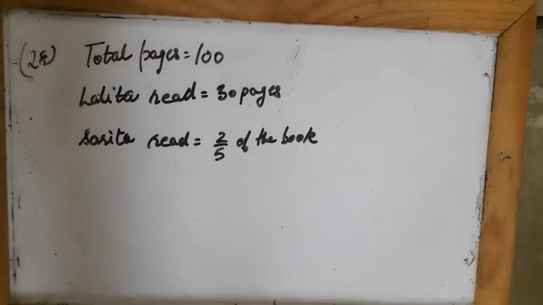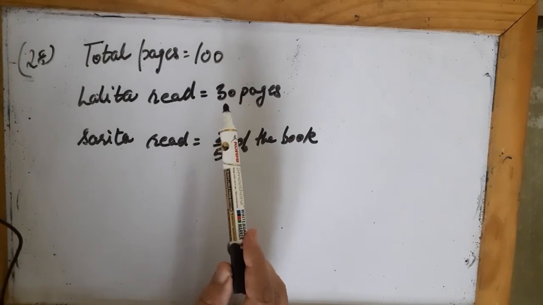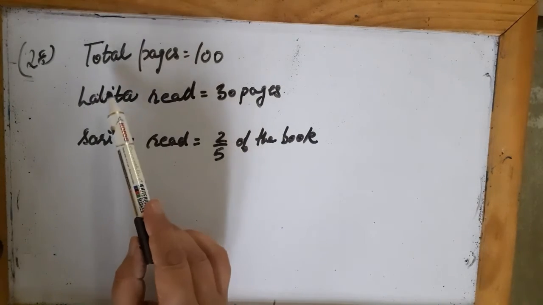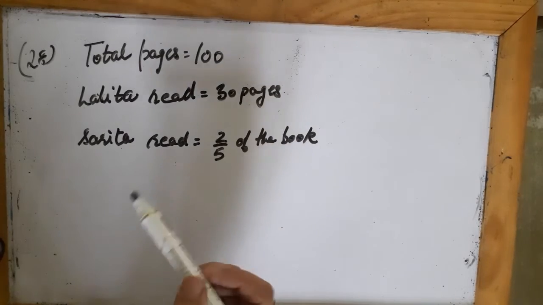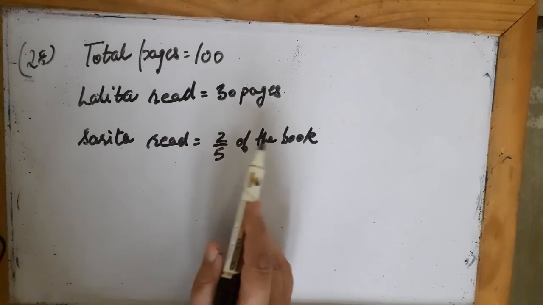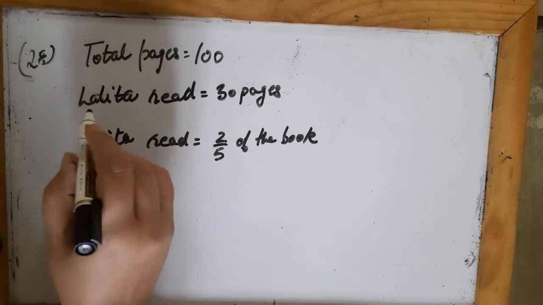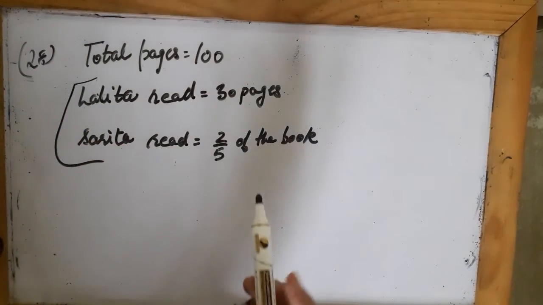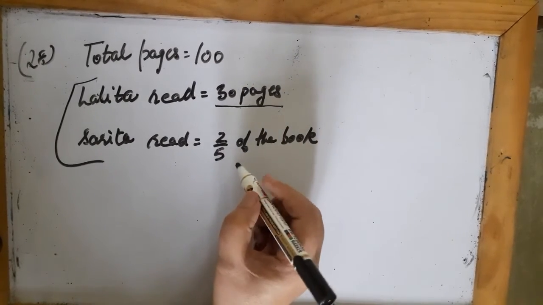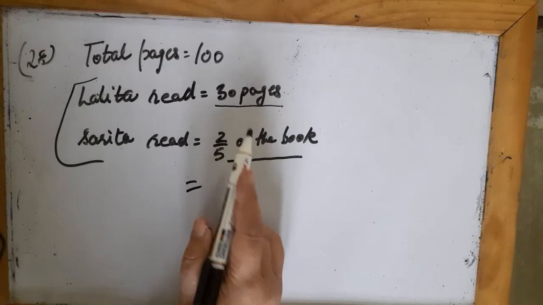Now question number 28, here you have a problem sum. They are saying Lalita read 30 pages of a book containing 100 pages. So the total pages in the book are 100, and Lalita has read 30 pages of that, and Sarita read 2/5 of the book. They are asking you who has read more pages. For Lalita they have given how many pages she has read, and for Sarita they have given you the fraction. So this fraction first I'll convert into the number of pages.